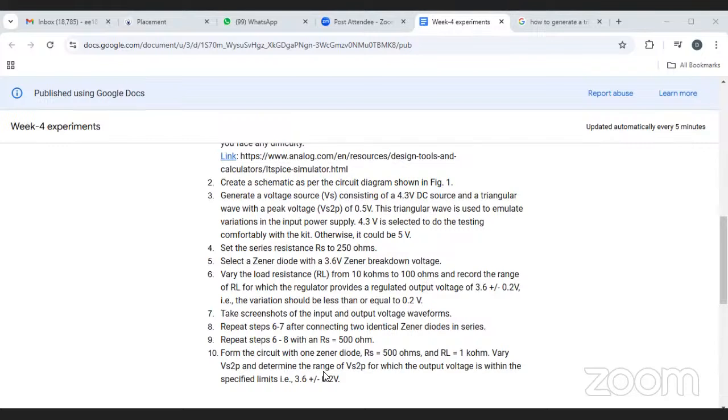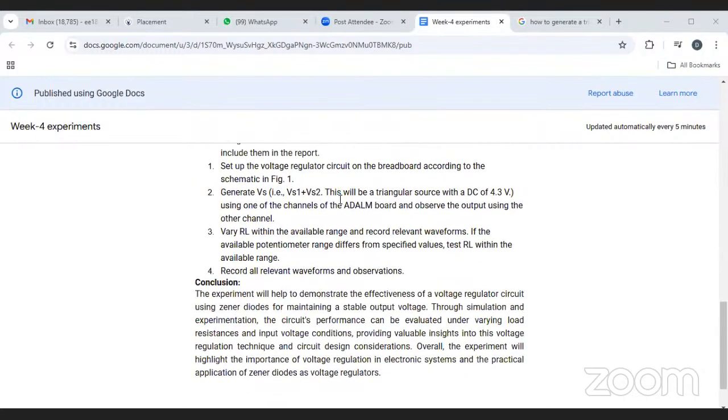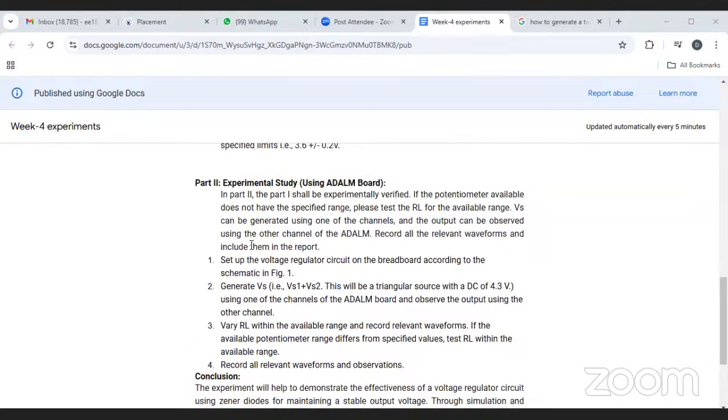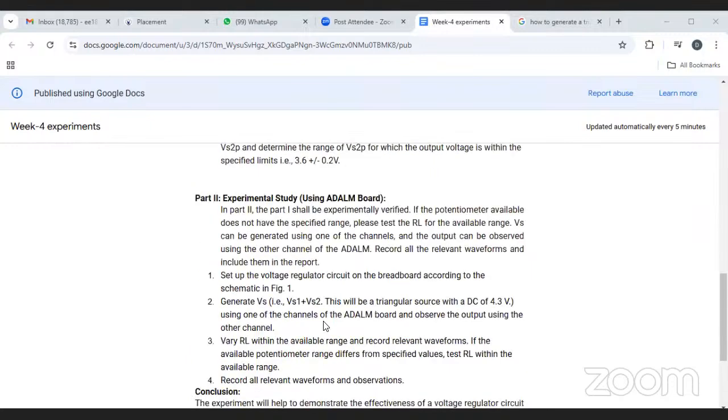So you will do this experiment in LTSpice as well as experimentally with your circuit components. All these steps should be included in both experiments. It's not that you just do it and show it only in part 2. All those things are included in part 2. Okay.